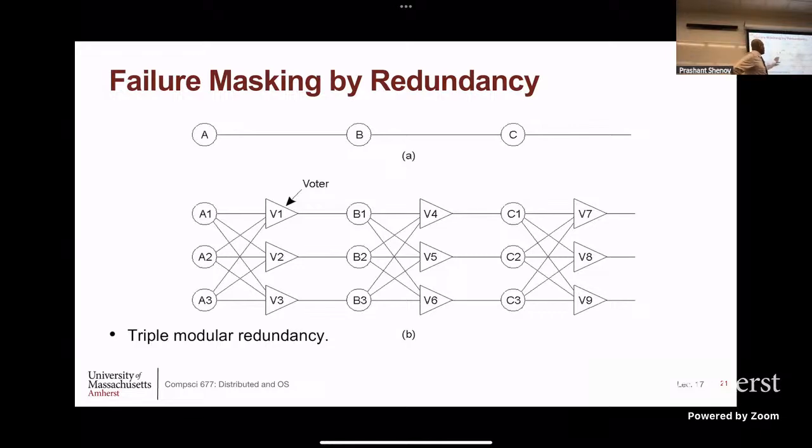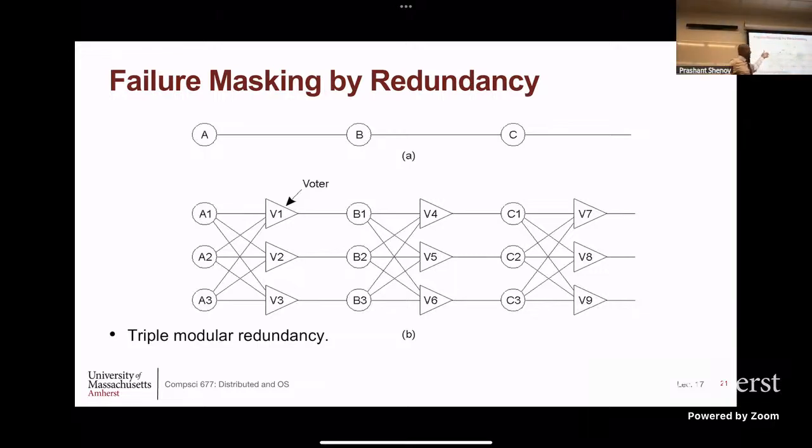So you could, in theory, have just one voter, and you will see that A1, A2, A3 will go to V1, and you could have taken that output and fed it out. But if the voter fails, you have the same problem. By replicating A, B, and C and having a single voter, you have not solved the problem, which is why you have three of these as well.